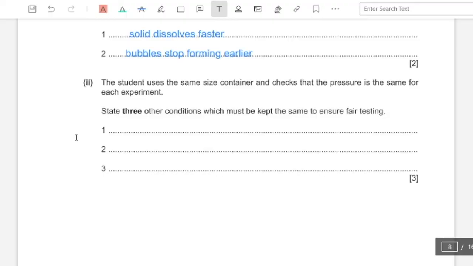2. The student uses the same size container and checks that the pressure is the same for each experiment. State 3 other conditions which might be kept the same to ensure fair testing. So we need to write down all of the points which we keep the same or which we change whenever we're testing the rate of reactions.